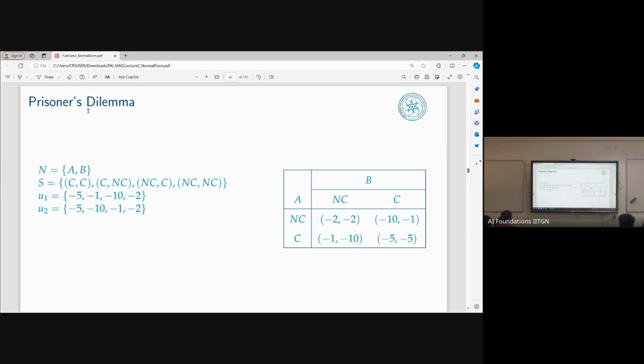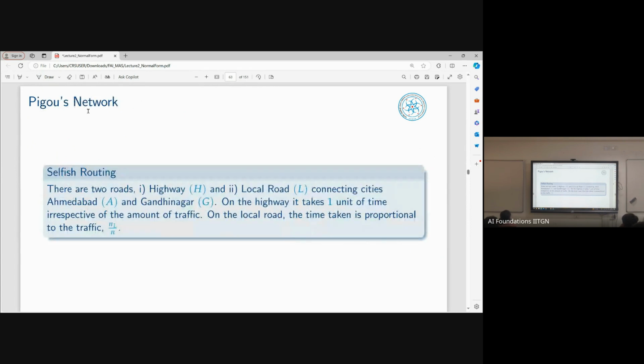Okay. So this is the matrix that we have. Let me know if there's any confusion or any difficulty in reading the matrix. Two players and their corresponding utilities. Okay, this is the next game.